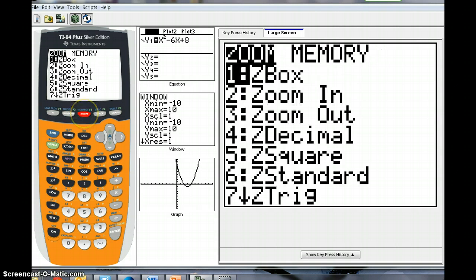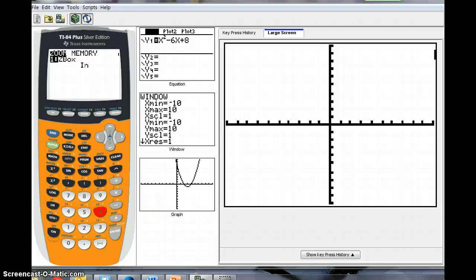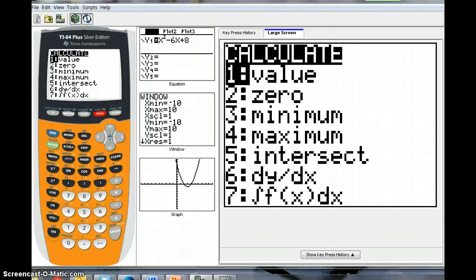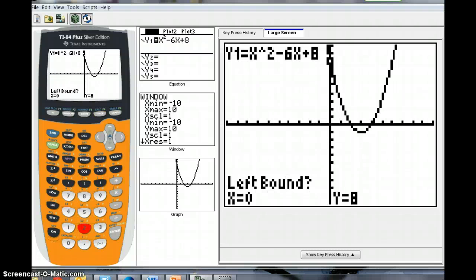So you go zoom. You scroll down to the number 6, or we can just hit the number 6 to get our standard viewing window, which is a 10 by 10 window. It graphs the parabola, and we're looking for the x-intercepts. So we're going to find those by going second function, calculate, and we get this menu. And we're going to go down to the number 2, zero, and follow the on-screen prompts.